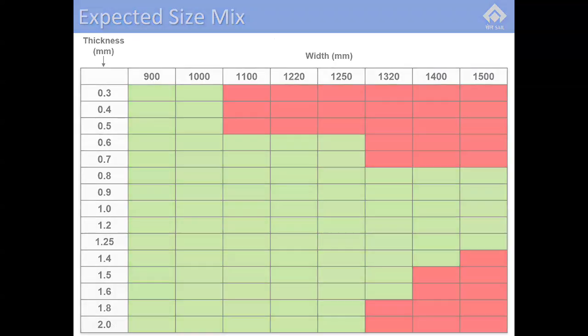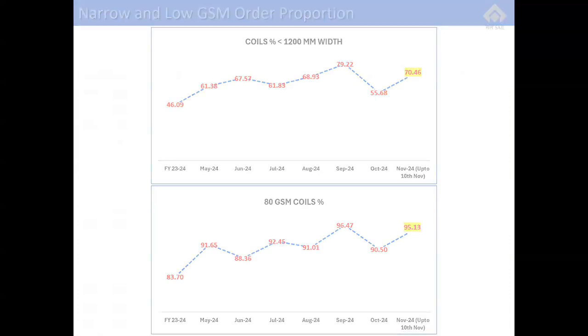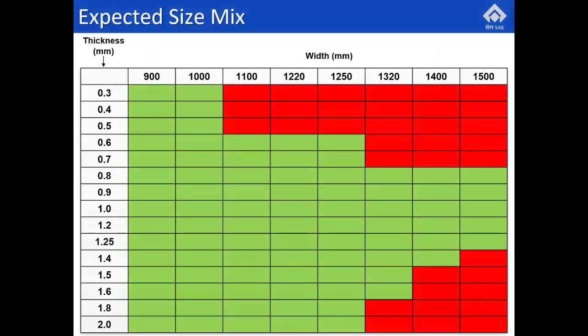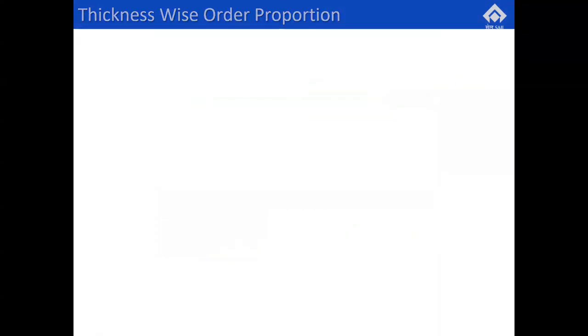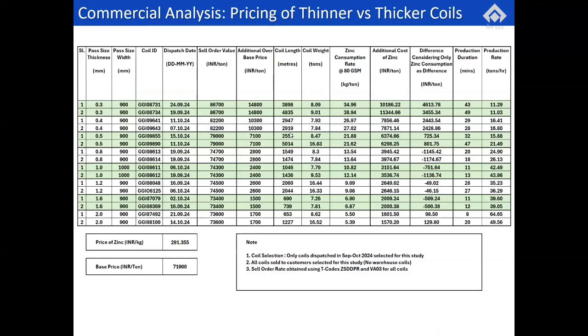The analysis that you've shown is in terms of quantity. If you could do this analysis in terms of realization, maybe there's a trade-off, right? For lesser thickness, you get better realization. Ma'am, this is the realization analysis for the coil IDs I have shared, and these are the sale order values, right?